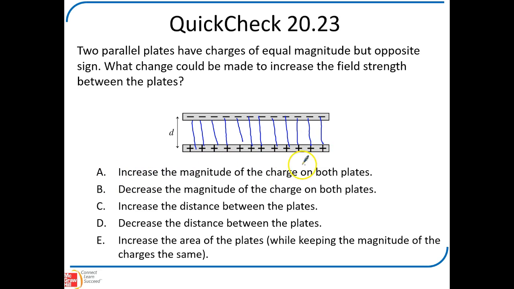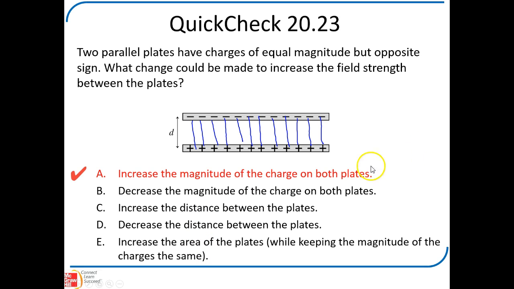So we can increase the magnitude of the charge on both plates. Here it says decrease the magnitude of the charge on both plates, increase the distance, decrease the distance, or increase the area of the plates. So our answer here, of course, is we can increase the number of charges. If we do anything else, it won't do that. All we want to do is just put more positive and negative charges.